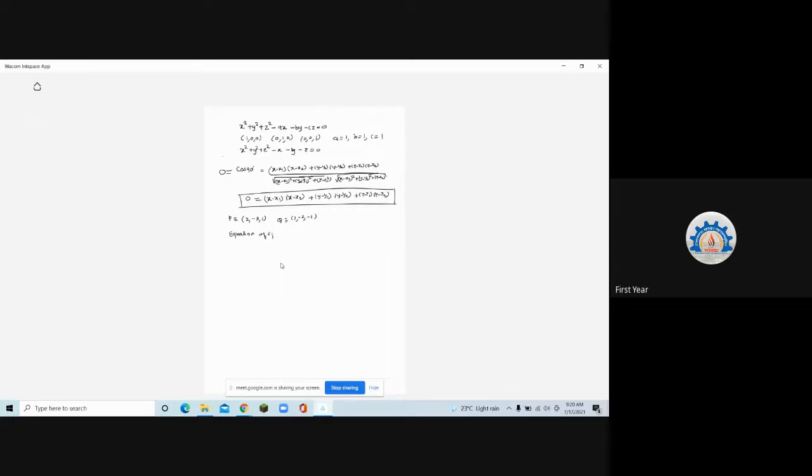Equation of the sphere: you have to substitute x1, x2 in place. Yeah, very good. So it is x minus 2 into x minus 1. Correct. Y minus y1, y1 is minus 3, so y plus 3, into y plus 2, and then z minus 1 and z plus 1, is equal to 0.